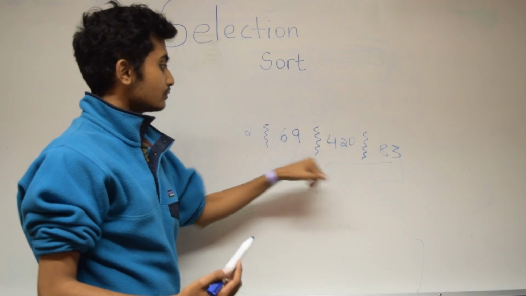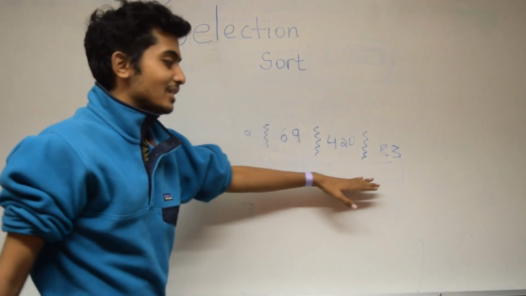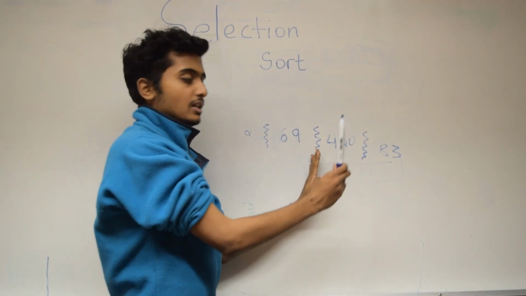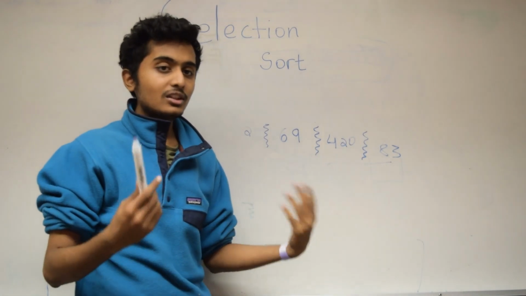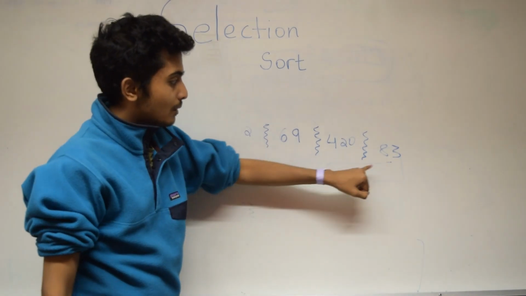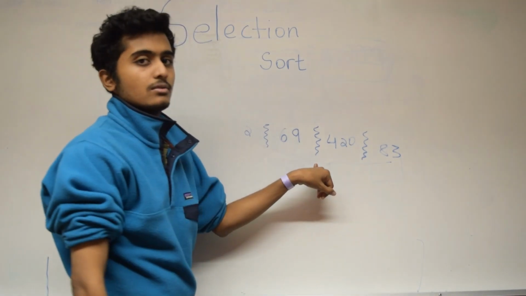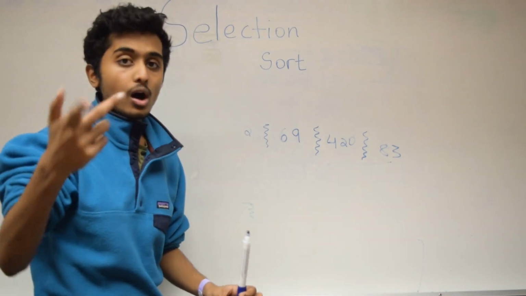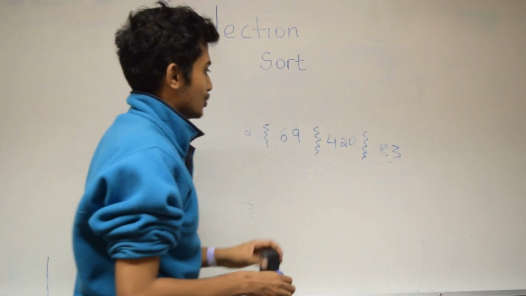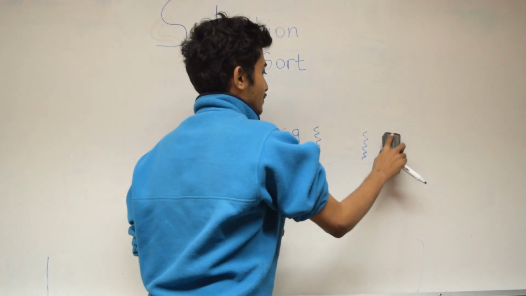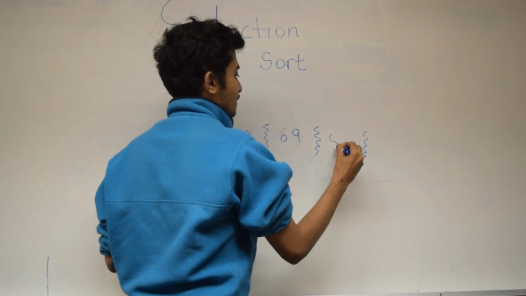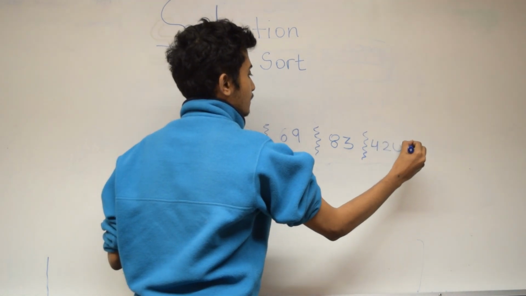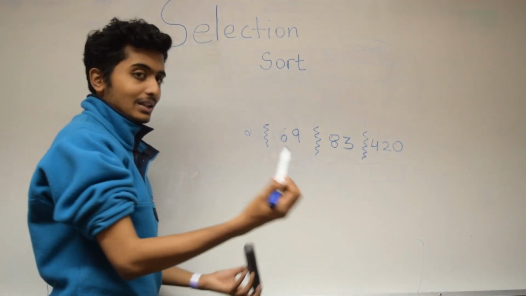Moving on. Here's where it gets a little bit interesting. Now that we've moved our range of solving to 420 and 83, we're going to have to do a little bit of comparison. What's the minimum amongst this sublist of size 2? It's 83. There we go. So we're just going to swap 83 and 420. And there we go. Voila!